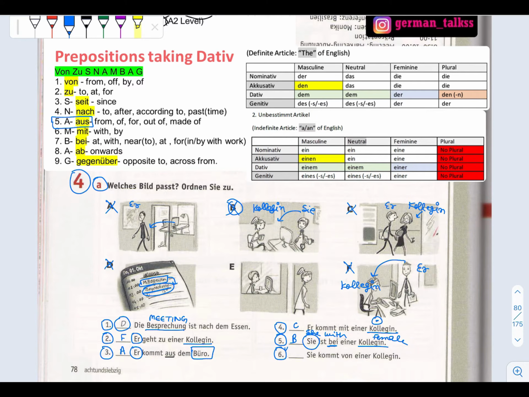B. 6. Sie kommt von einer Kollegin. So A. So this one is the exercise, but here the important part is this one. And I hope now you know the answer for this.